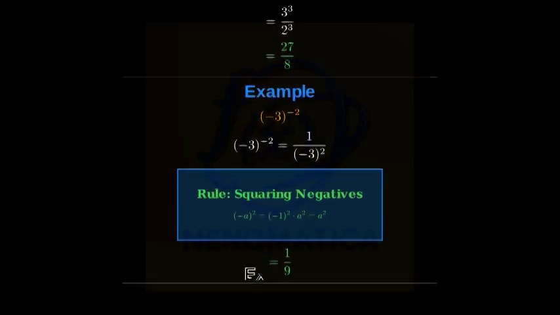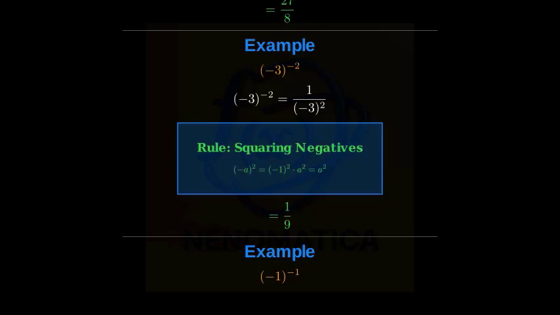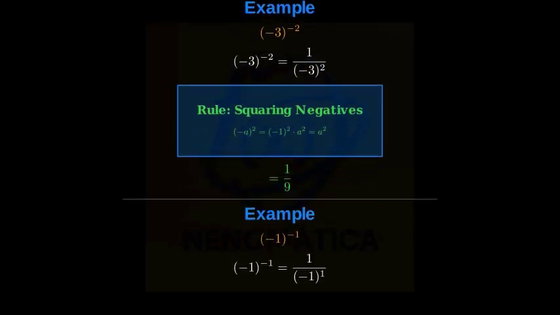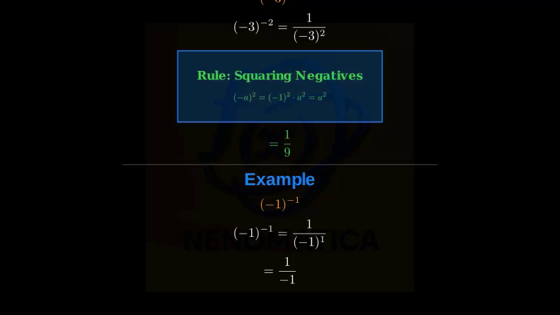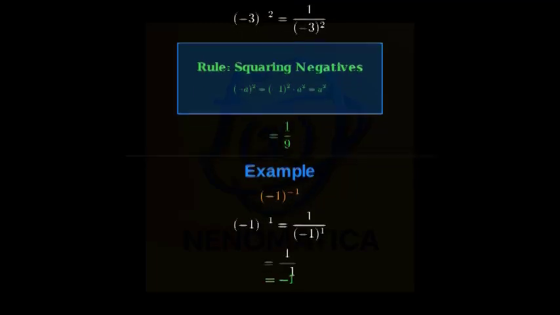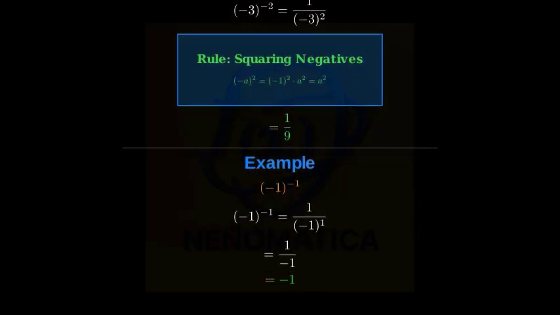For our final example, let's simplify negative 1 raised to the power of negative 1. Just as before, we'll apply the negative exponent rule to rewrite this with a positive exponent. Now, we simplify the denominator. Negative 1 to the power of 1 is just negative 1. And 1 divided by negative 1 equals negative 1, which is our final answer.